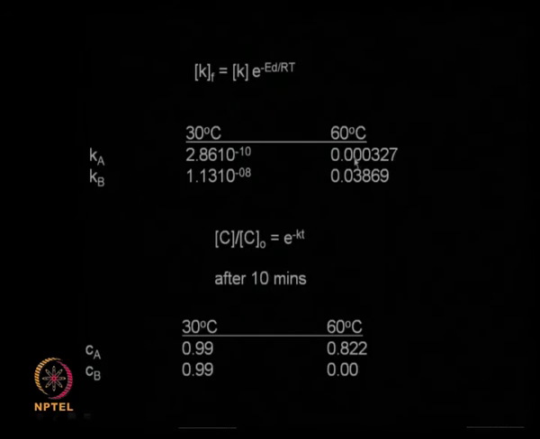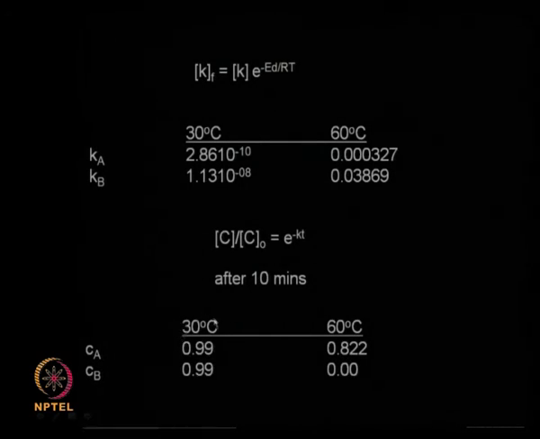At 60 degrees, if I take this as the rate constant for lipase 1 and this number as the rate constant for lipase 2 and I calculate C assuming C naught as 1, I will get like this. So what does this mean? It means lipase 1 at 60 degrees centigrade after 10 minutes will have an activity of 0.822, whereas lipase 2 after 10 minutes has activity almost 0. See, a large change has happened.